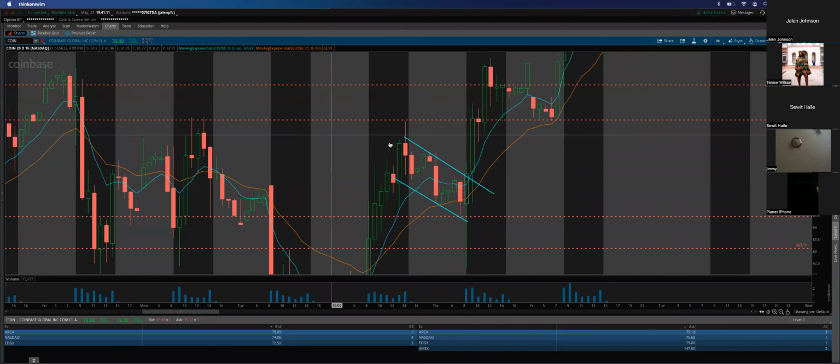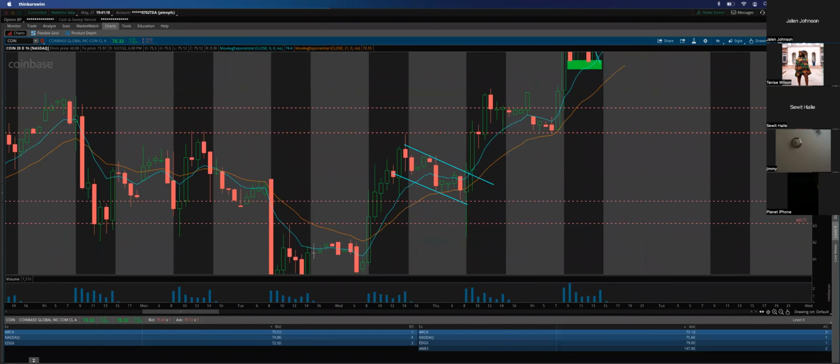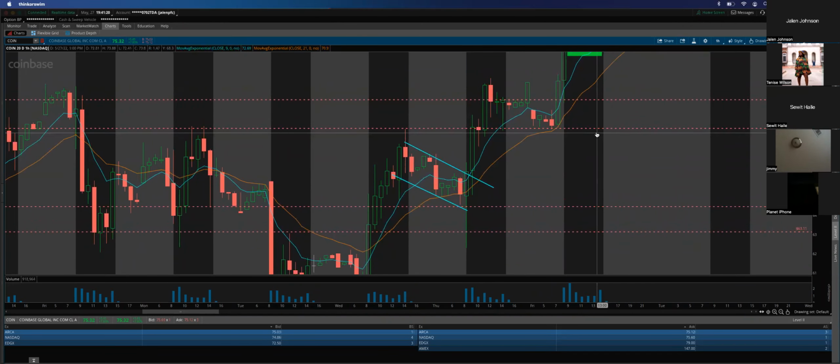I keep telling people, you're not going to catch the whole entire move. I don't know why people think that. They legit think they're going to catch the whole entire move. You're not.